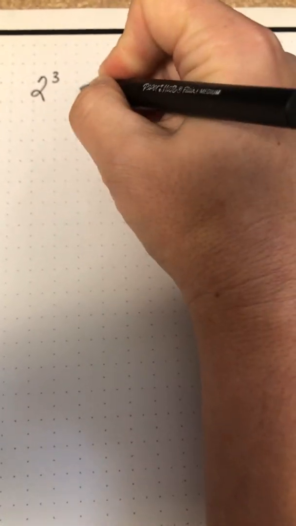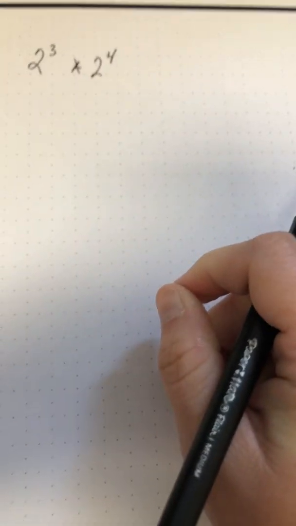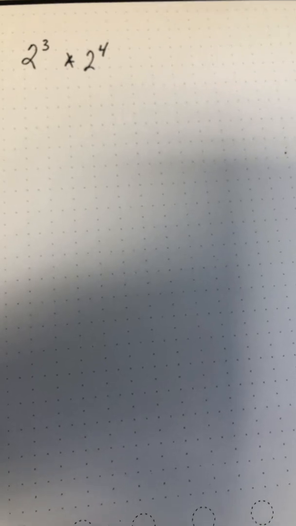All right, kids, we're going to go ahead and practice multiplying some exponents. So when the base is the same, so maybe 2 to the third times 2 to the fourth, okay? There are two ways to do it. I'm going to show you the long way.